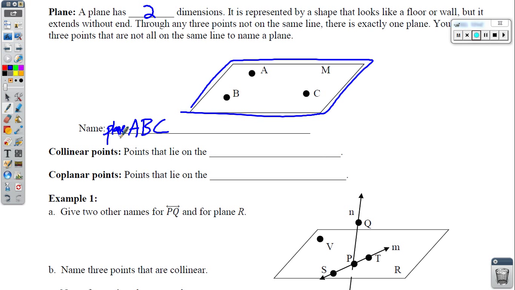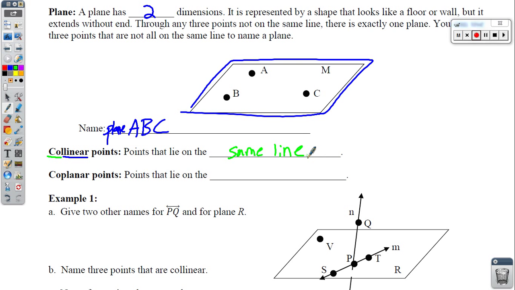Let's look at the idea of collinear points. The word collinear has linear in it, so linear means line. And then think of co-pilot or cooperate. If you take a look at the word cooperate, you're operating together. So co means together. Co-pilots are people who pilot a plane together. So collinear points are points that are together on a line, so points that lie on the same line.